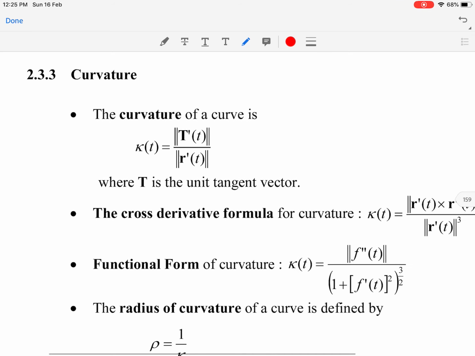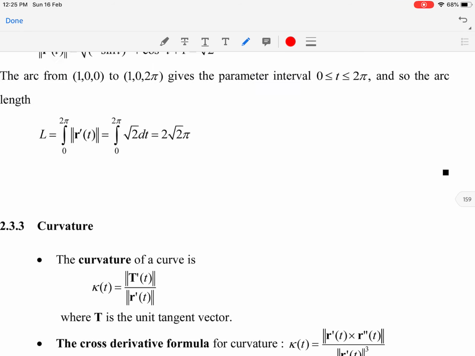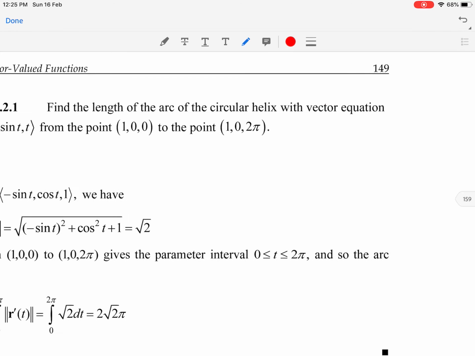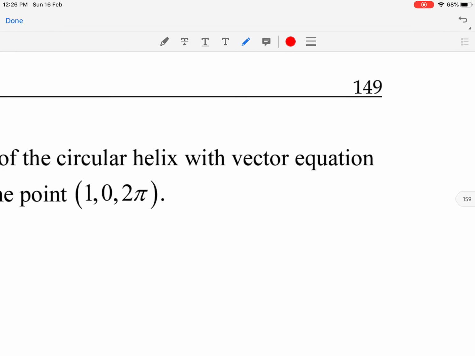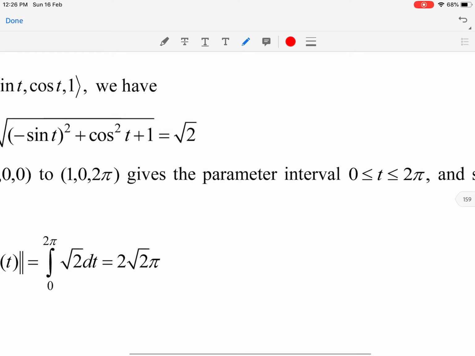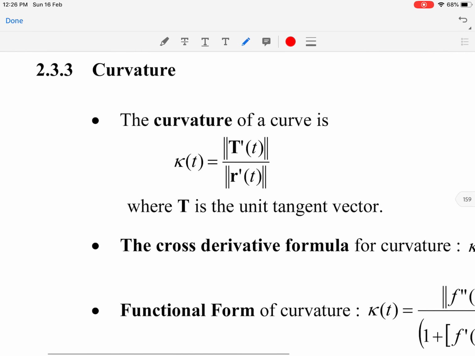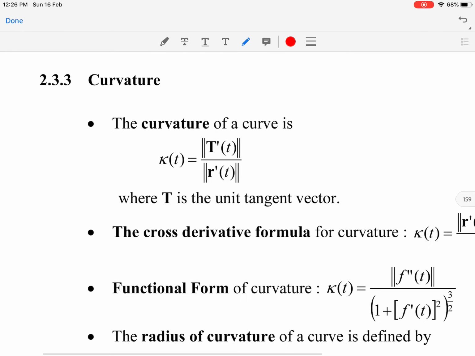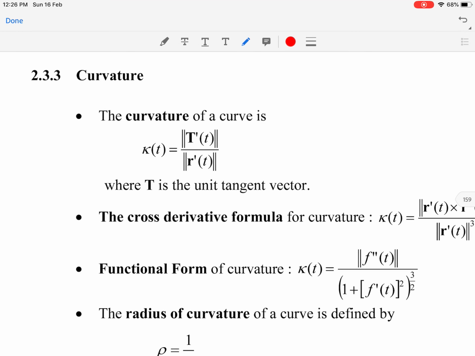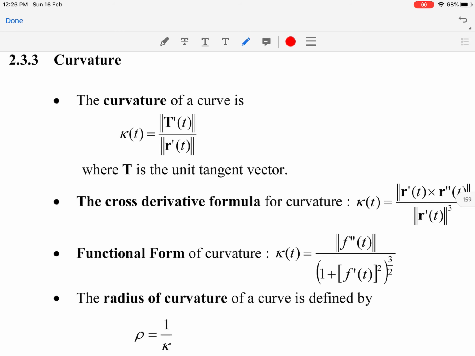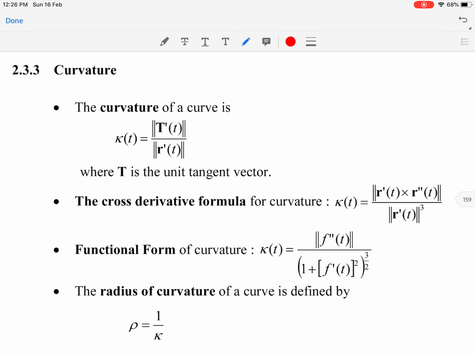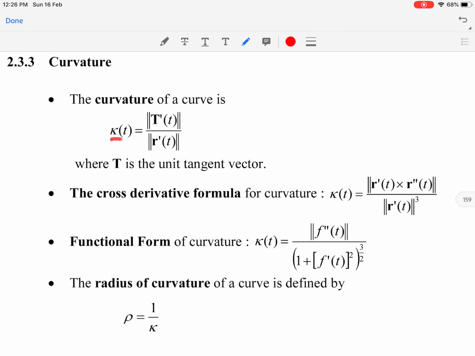So if you refer to your module, you may turn to page 149. Okay, page 149. So basically, curvature means the measure of how sharply a curve bends. There are altogether 3 formulas to calculate the curvature. Curvature is denoted as kappa.